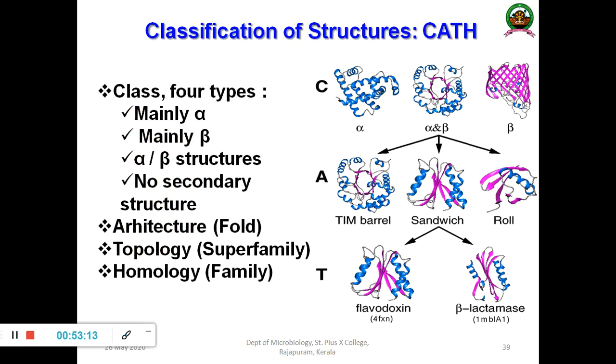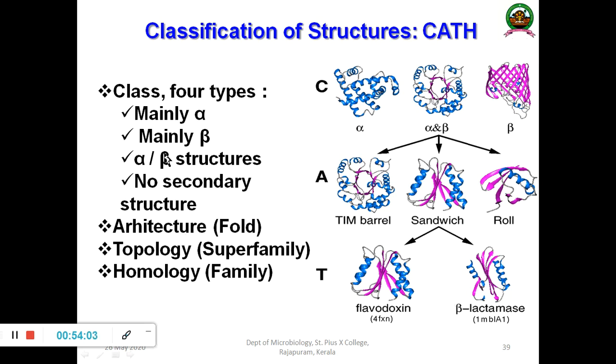Then here you can see the other database called CATH: class, architecture, topology, homology. In this database, the structures are classified into different groups, mainly alpha or mainly beta. As I told you in the beginning, the first level, mainly alpha, covers all structures consisting of alpha helical structure, for example hemoglobin, hemerythrin. Then mainly beta forms a beautiful barrel. Most of the structures have both alpha helical and beta structure, and some are in the form of a barrel, some a sandwich, some a roll. These are the specific types of fold that proteins form.